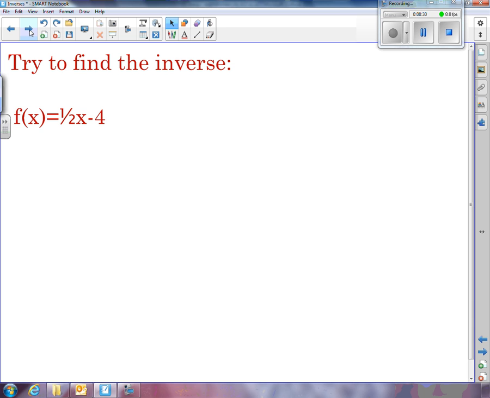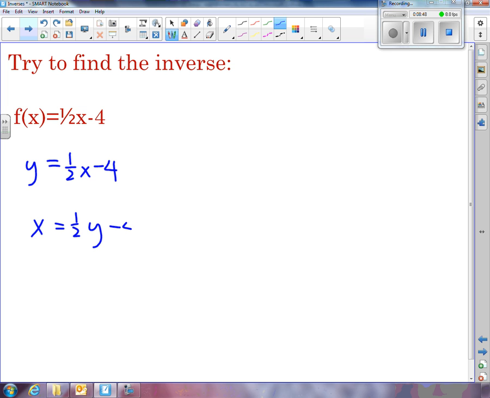So here, let's just try to find the inverse with this. Step 1 is replace the f of x with y. So this is really the same thing as y equals 1/2 x minus 4. Now I'm going to switch the x and the y. That's step number 2. So I get x equals 1/2 y minus 4. Now all I have to do is solve for the y, basic solving of an equation.